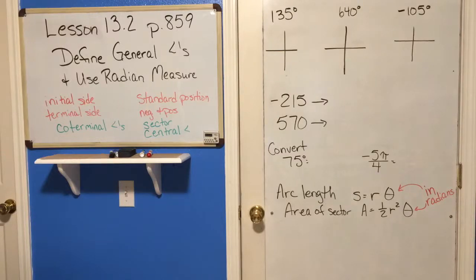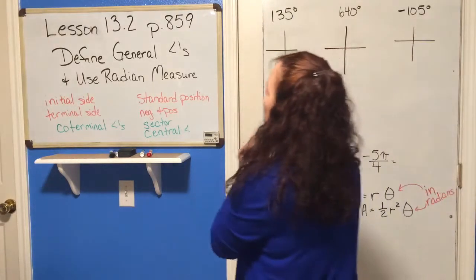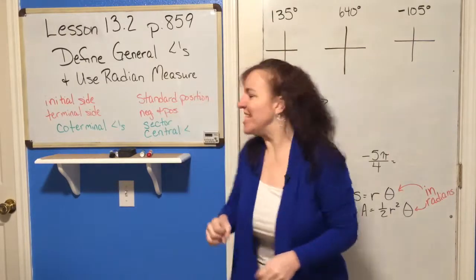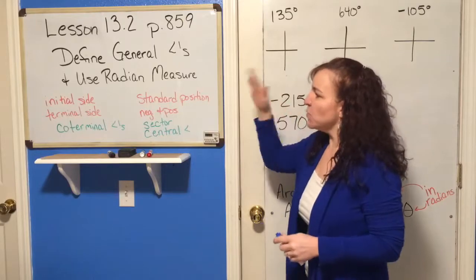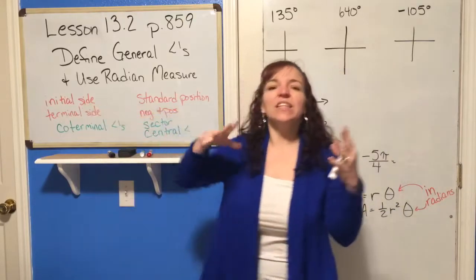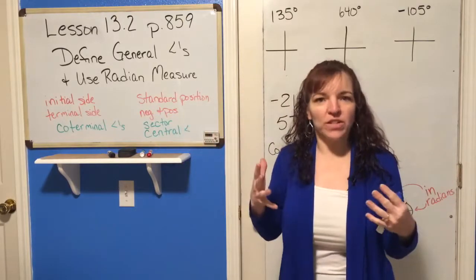Section 13.2, define general angles and use radian measure. More trig stuff. Yay! Okay, so first let's define some terms. We're dealing a lot with trig. We're dealing with a lot of angles.